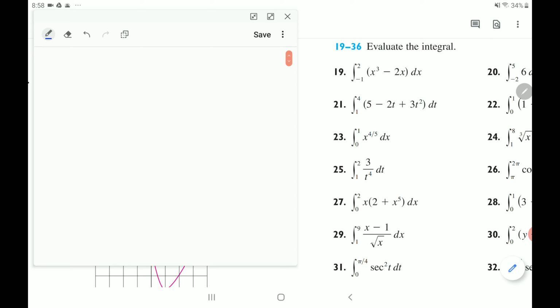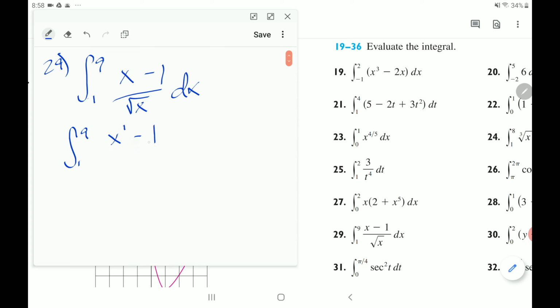Alright, so let's look at number 29. We have the integral from 1 to 9 of x minus 1 over square root of x dx. Now, here we can't do this, not with what we know, because there's no way for you to be able to do this. So what you're going to do is simplify this first. Simplifying this first, we are going to do the integral from 1 to 9 of x to the 1 minus 1 over x to the 1/2, and we're actually going to divide each by x to the 1/2.